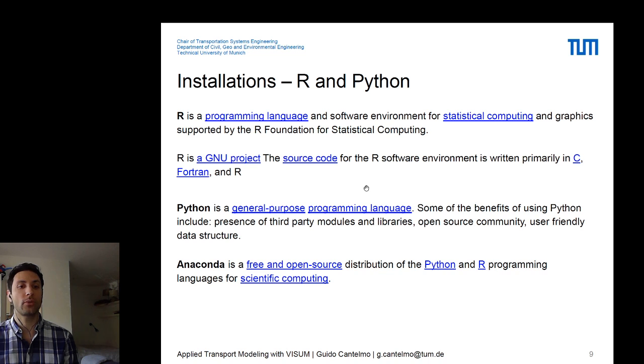One good option is to install Anaconda. Anaconda is a free and open source distribution for both Python and R. So if you install this one, you will have access to both, and you can decide to use whatever is more convenient.